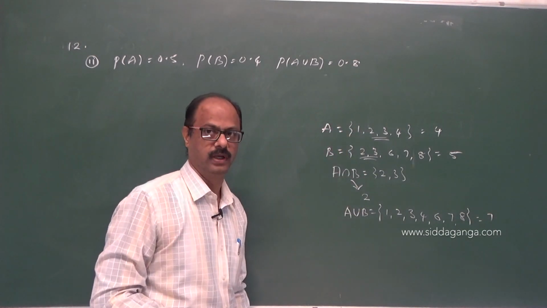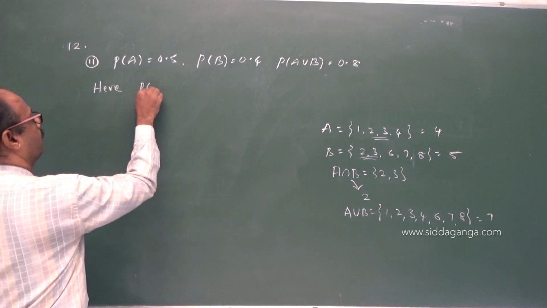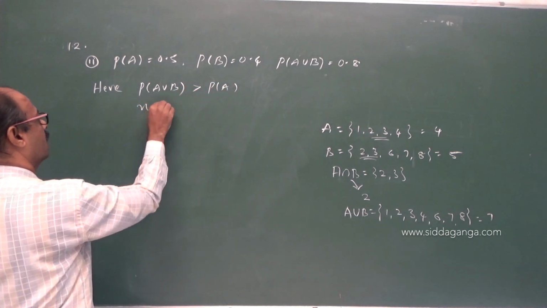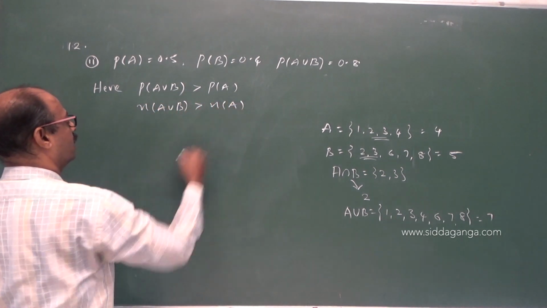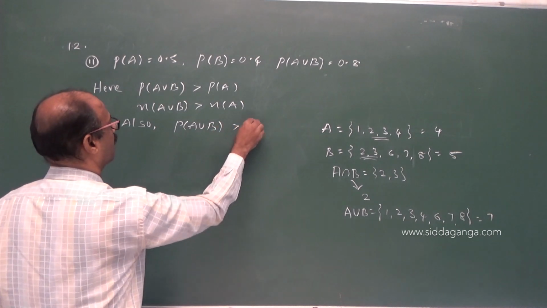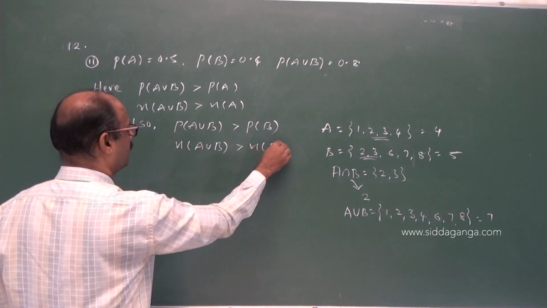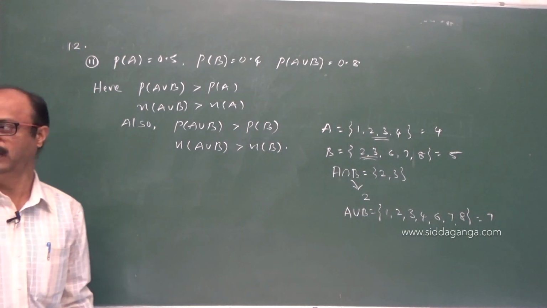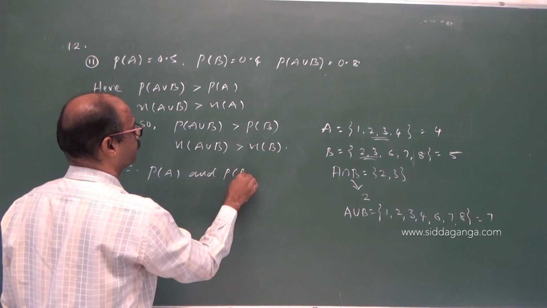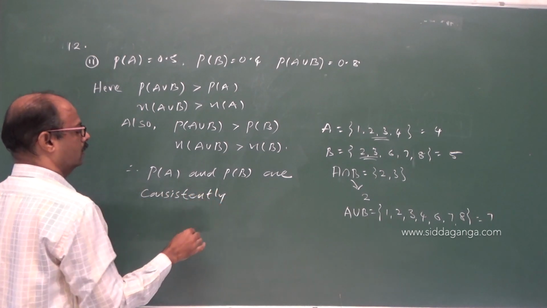There is a possibility, it is always so. Here, P of A union B is greater than P of A, that is, N of A union B is greater than N of A. Also, P of A union B is greater than P of B, that is, N of A union B is greater than N of B. Therefore, P of A and P of B are consistently defined.